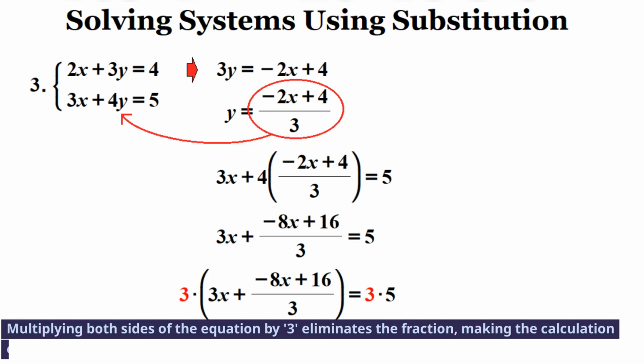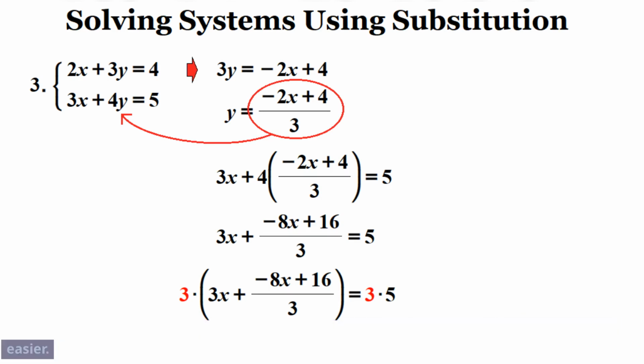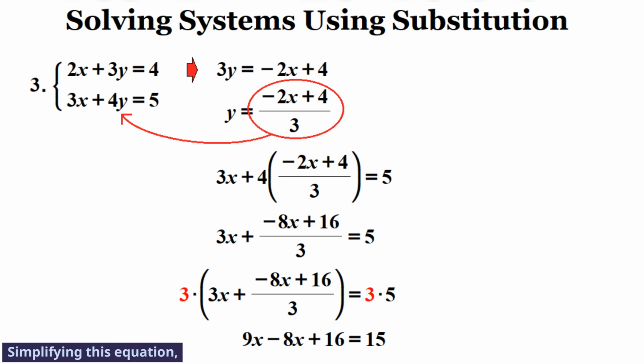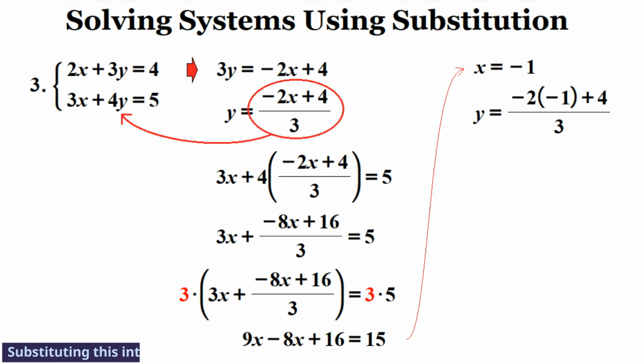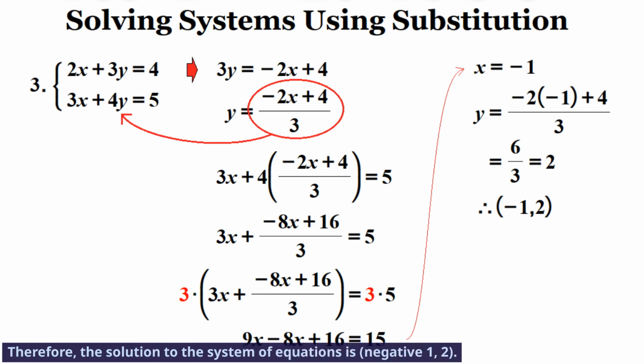Multiplying both sides of the equation by 3 eliminates the fraction, making the calculation easier. Simplifying this equation, we find x equals negative 1. Substituting this into the first equation, we find y equals 2. Therefore, the solution to the system of equations is (negative 1, 2).